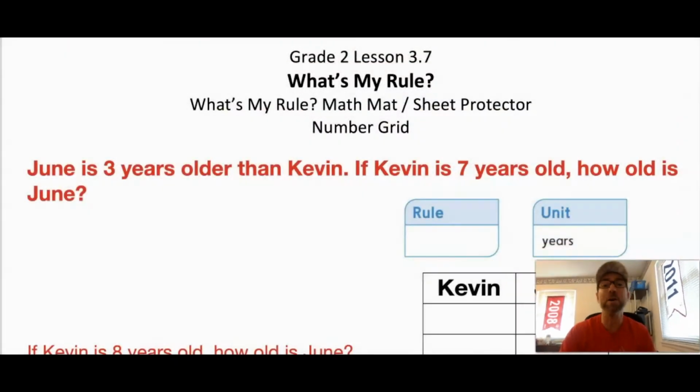So let's get started as I shrink myself into the corner. Today, we are going to be doing grade 2, lesson 3.7. What's my rule? Now, you're going to need your What's My Rule MathMat in the sheet protector. And if you have a number grid, that number grid is going to help you, because we're going to have to do some adding and subtracting. And I know some of you like to use that number grid just to help. So you might want to have that available also. Remember, you can hit that pause button if you haven't found everything that you need for today. So let's get started here.